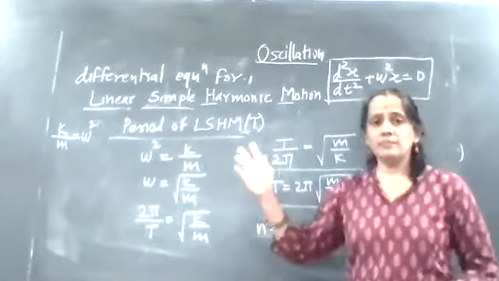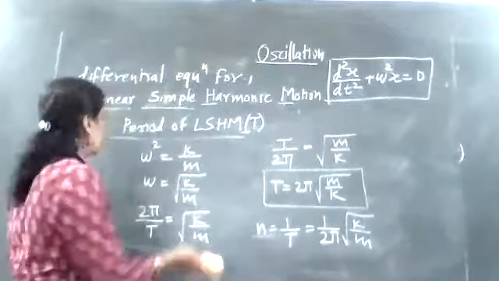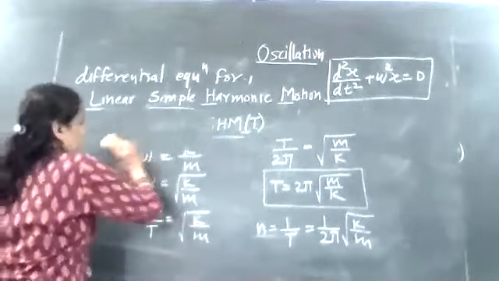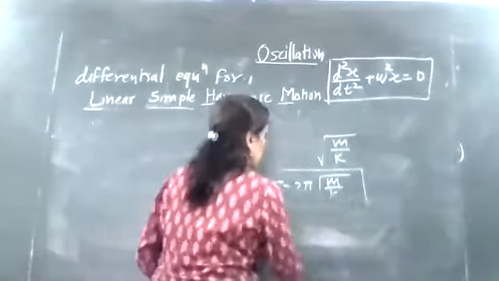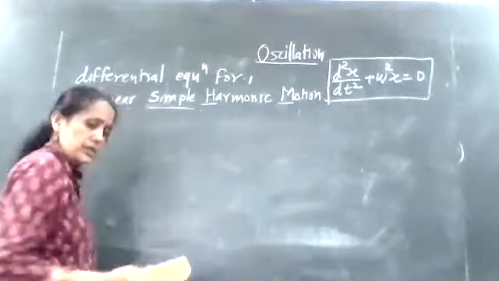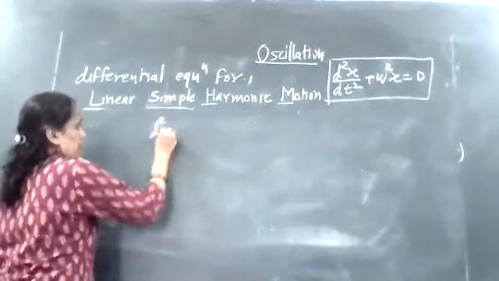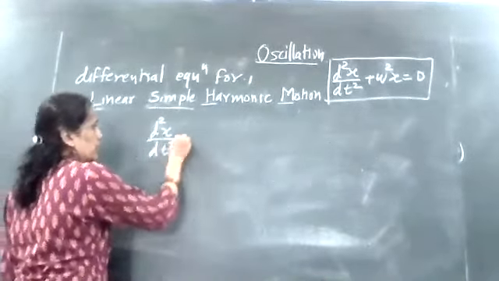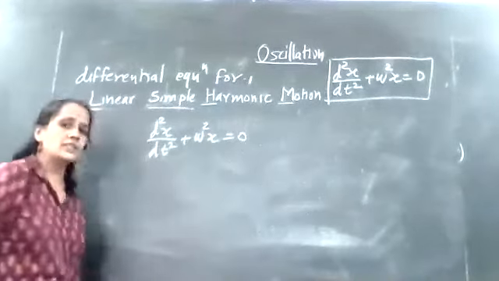Now you know the differential equation. The differential equation of linear SHM is d square x by dt square plus omega square x is equal to 0. This is the differential equation.